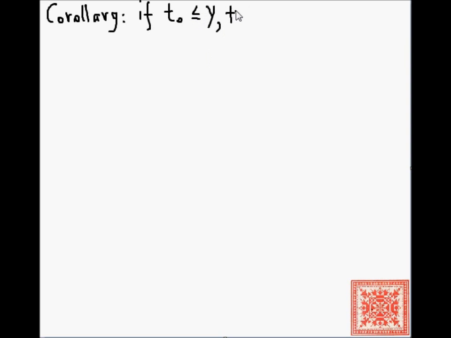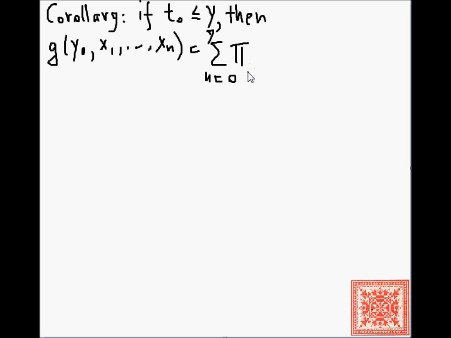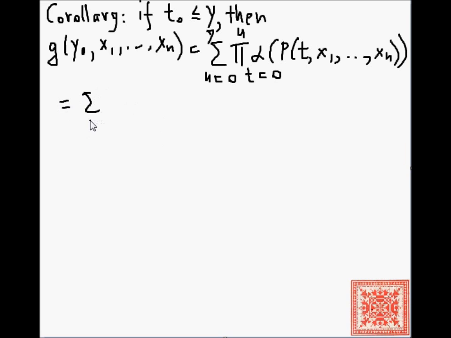So if t naught is less than or equal to y, then g of y x1 through xn is equal to the sum from u equal to 0 to y of products from t equal 0 to u of alpha p t x1 through xn, which is equal to the sum over u less than t naught of 1, which is the value of t naught.